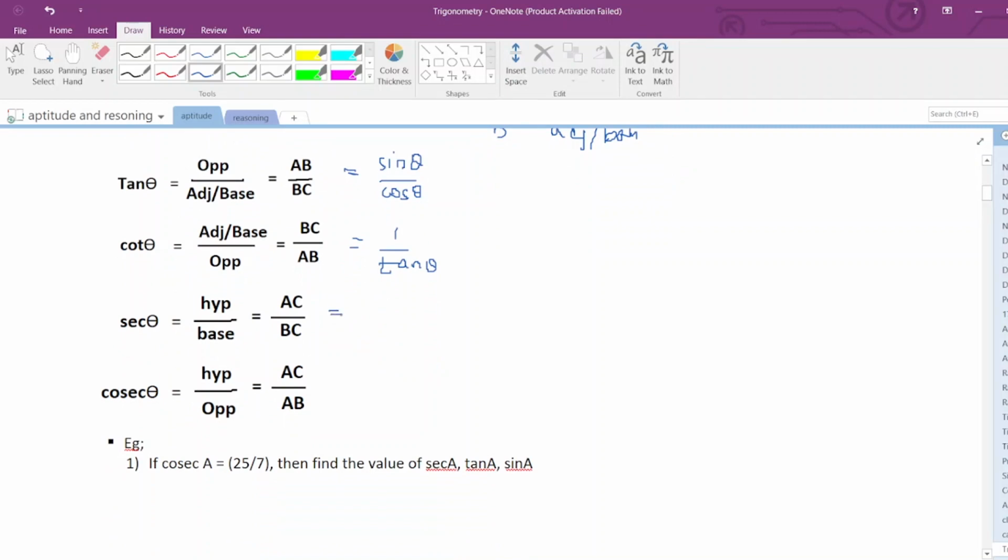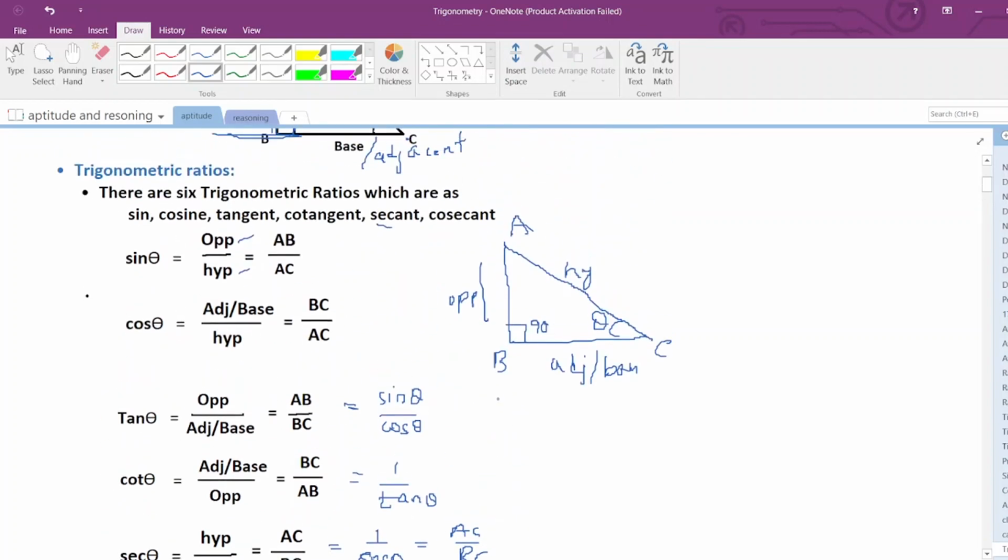And secant theta is equal to 1 by cos theta, opposite to the cos theta. So that's why we got hypotenuse by base, that is adjacent side, AC by BC. Now cosecant theta is equal to the opposite of sin theta, which is equal to AC by AB. So this is about the basic trigonometry ratios.